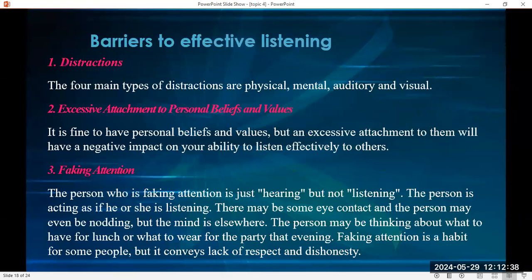Distractions can be physical. For example, if there is construction happening in your neighborhood. For example, if there are cars hooting, vehicles hooting. For example, there is a person who is washing dishes and there is a lot of noise coming from the kitchen. Those ones we call physical distractions. You can also have mental distractions. You are in class, but you are thinking about what you are going to eat for lunch. Those are mental distractions.